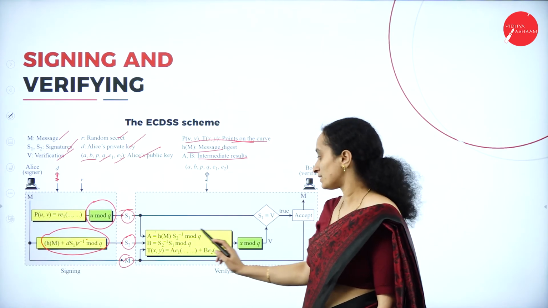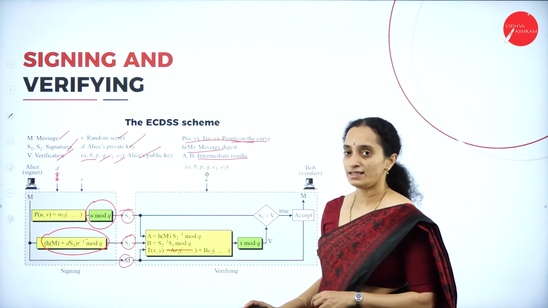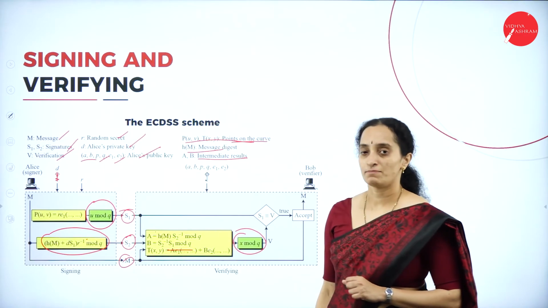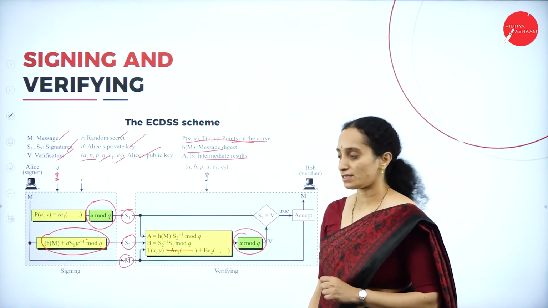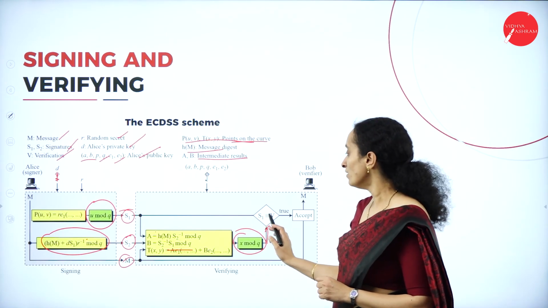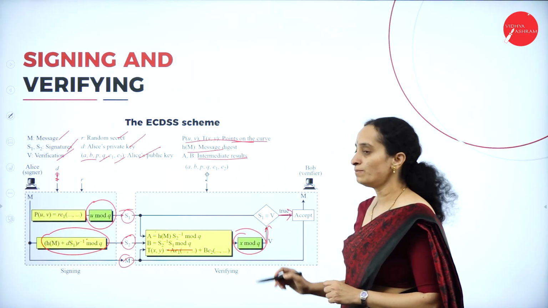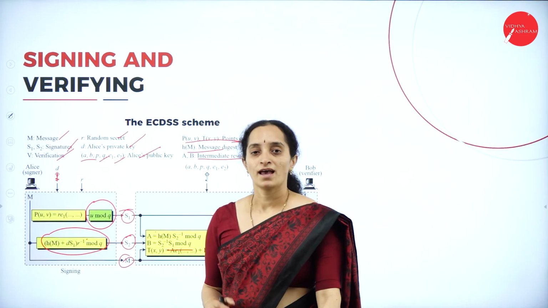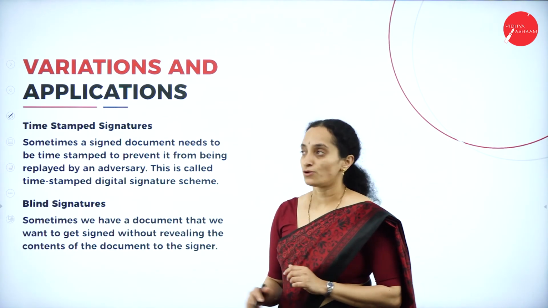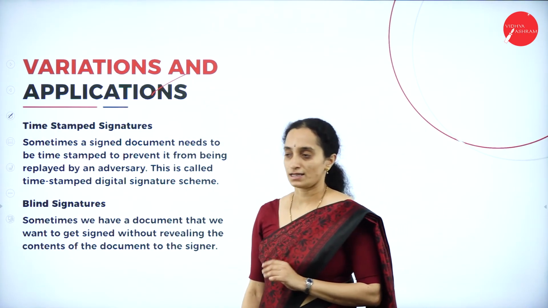A equals message digest, B uses both the signatures, and T, the intermediate values, are obtained, for which a message digest algorithm is applied. We get the verification value, which is compared with the value of the signature 1. If it returns true, the message will be accepted, else the message will be rejected. Next, we shall learn about the variations and applications of the digital signature scheme.